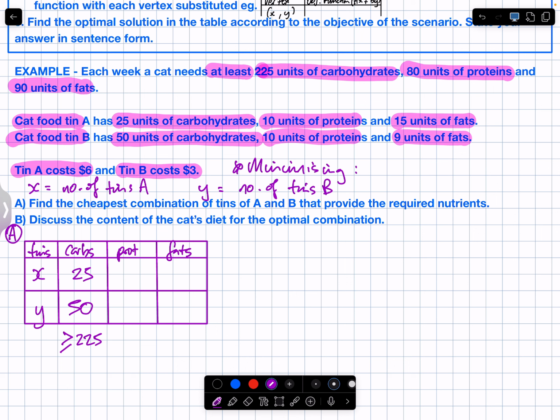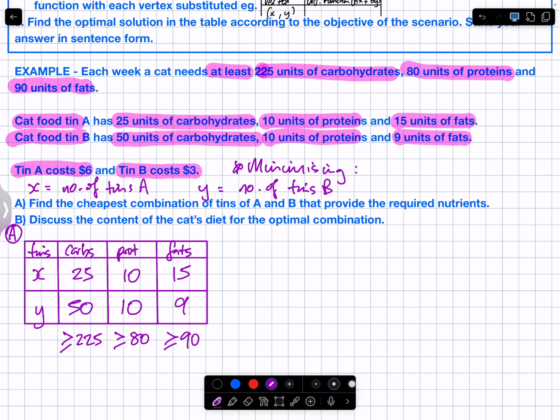Proteins, same thing. What goes in the proteins column for X and Y? Look at the question. 10 and 10. And what is the constraint on proteins? Greater than or equal to 80. What are the contents of tin A for fats? 15, and greater than or equal to 90.